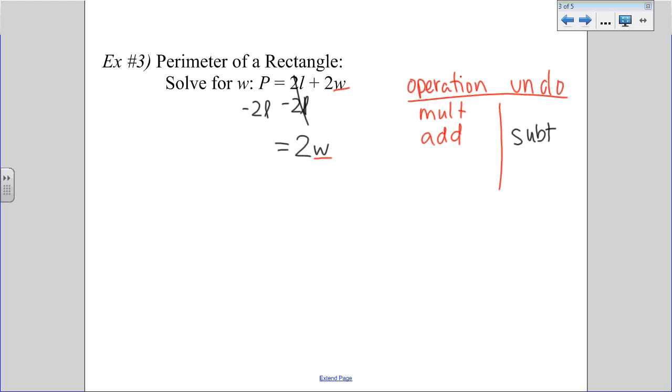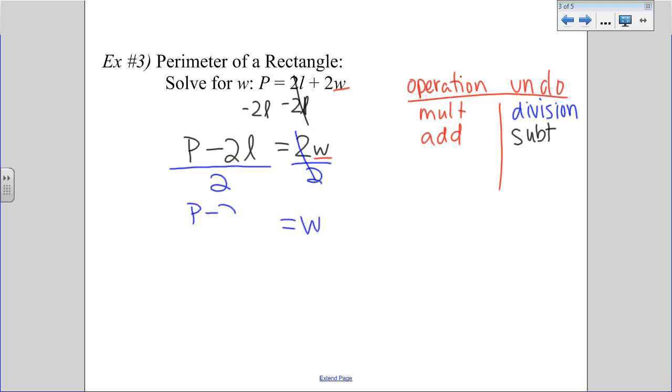And that equals, now we've got two different variables here, P and L, which means I can't combine those together. So we're going to have P minus 2L. We write it in that order. P first, then I subtract the 2L. Now I look back at what we have here. I have multiplication that we have to undo. We undo that with division. And so I'm going to divide by 2. This entire thing needs to be divided by 2. So my formula for W is W equals P minus 2L divided by 2.